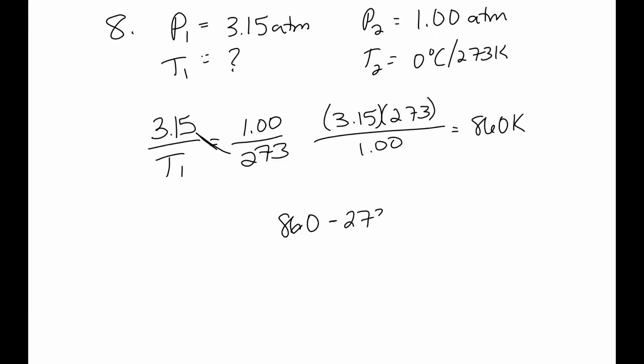Minus 273 equals 587 degrees Celsius. Okay, that's pretty warm. Probably not going to find that in any regular laboratory, but what the heck.